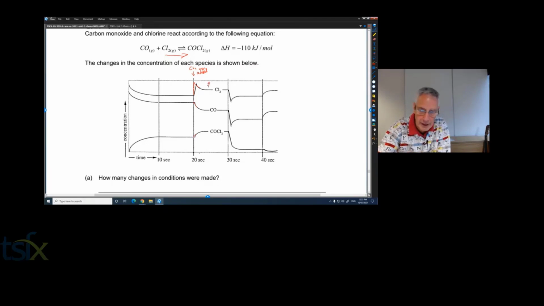Note, that would have to be X. That would have to be X to get the stoichiometry right. And for every one of each of them, you get one CoCl2. So it doesn't quite look like it on this graph. Label it with an X, and then you've thought about the stoichiometry. The last one, Cl2 up, CO up. That one, CoCl2 down. Obviously, the back reaction was favoured.